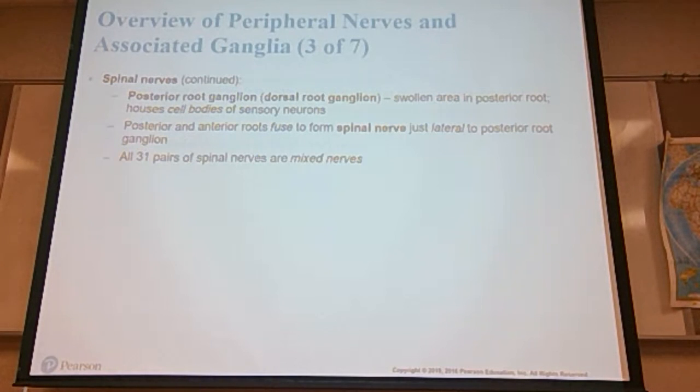Spinal nerves have a posterior root ganglion. It's referred to as the dorsal root ganglion, just another term for it. It is a swollen area on the posterior root. It houses cell bodies of sensory neurons. The posterior and anterior roots fuse to form the spinal nerve, just lateral to the posterior root ganglion. You have 31 pairs of spinal nerves, and they are all mixed nerves.